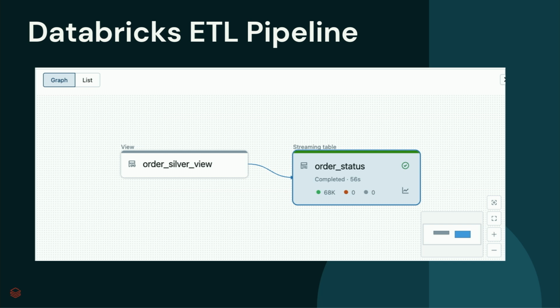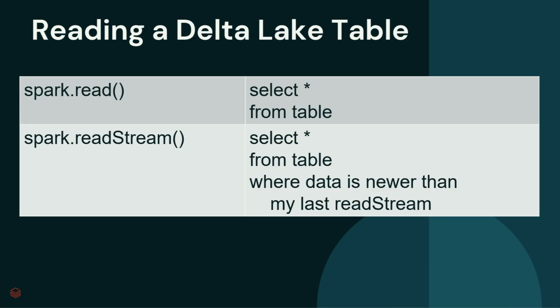And in addition to that, I know that the order silver table, along with inserts, is likely going to have updates and potentially even deletes as well. So I need to handle that. So a little bit of context about reading a Delta Lake table using Spark.